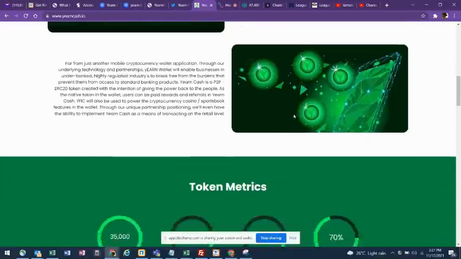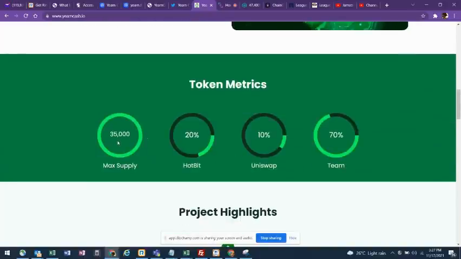And this is the token metrics: 35,000 for the max supply, 20% will go to Hotbit. If 10% is 3,500, then 20% is 7,000. And Uniswap will have 3,500. So it's quite little, guys.